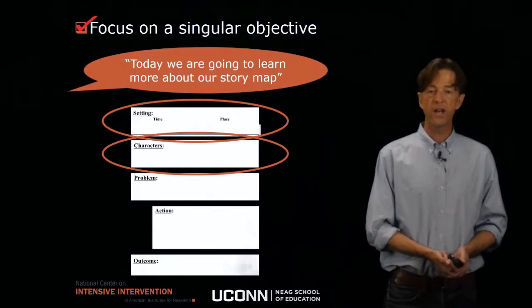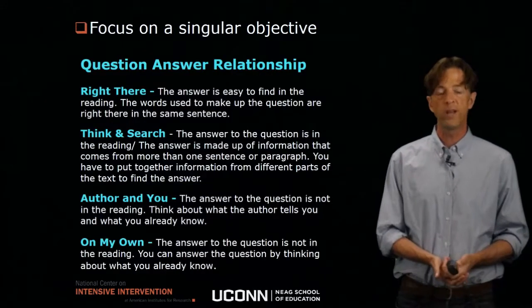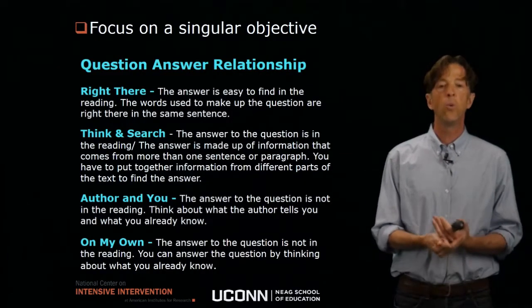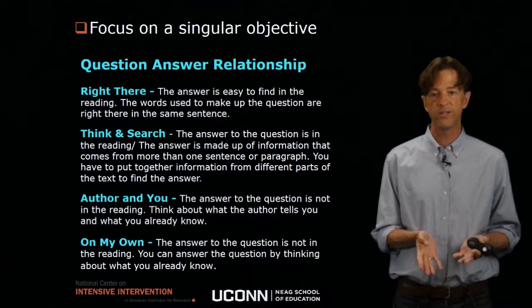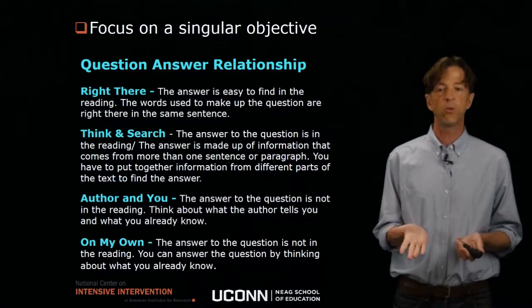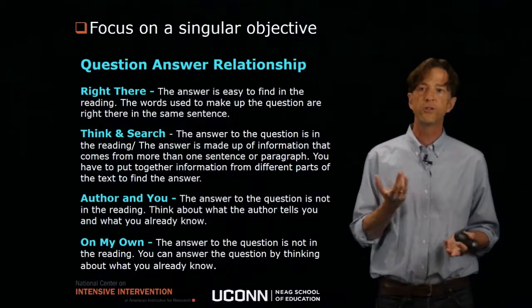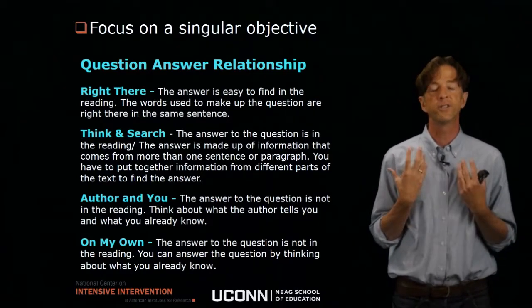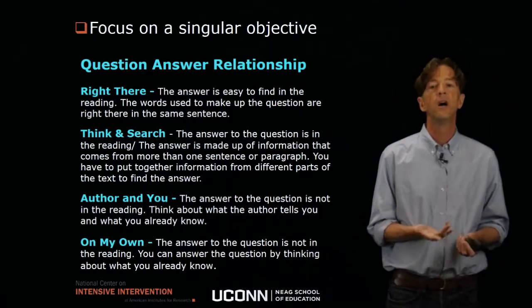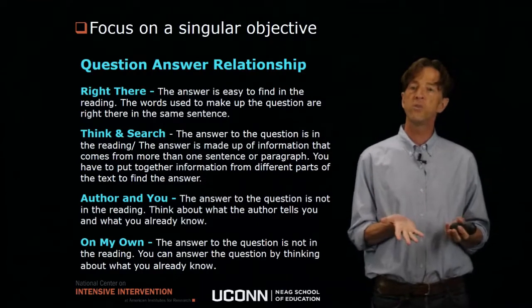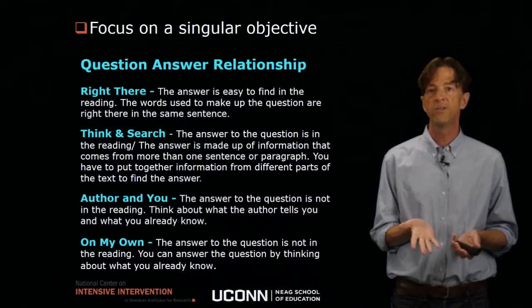So for any kind of strategy that we're talking about for comprehension, we want to think about it the same way. One of the kinds of strategies that we often teach is how to answer different types of questions. We can talk about this sometimes as a question-answer relationship. And there's 4 components of this, right? There's 4 different kinds of questions that we could answer from text. One is a right there question, one is a think and search, one is an author and me, and one is on my own.